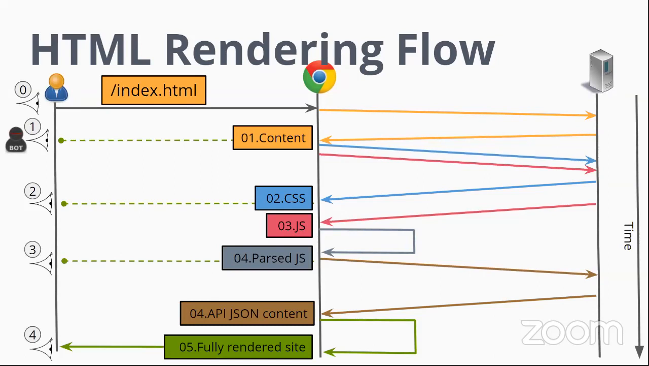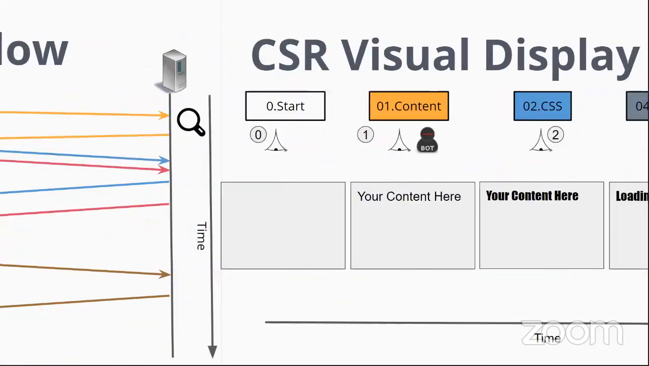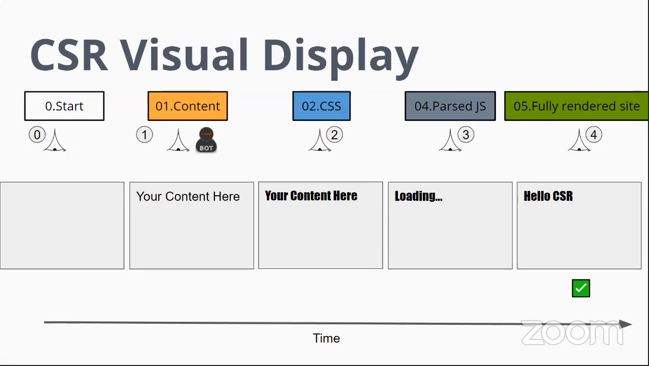And finally, we have this bot, which is the search engine bot of, say, Google, for example, which crawls the internet, trying to figure out what content is there for it to index. So a bot usually starts indexing what it sees at the initial content that gets loaded. So this is, in a nutshell, what a simple HTML rendering flow is on a browser.